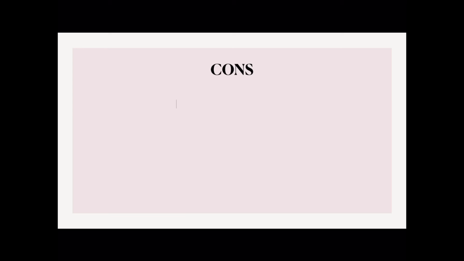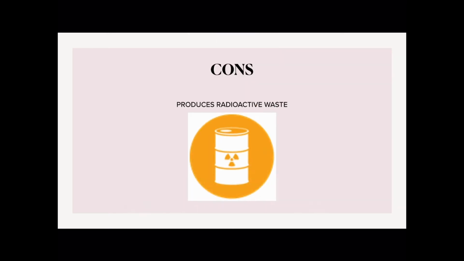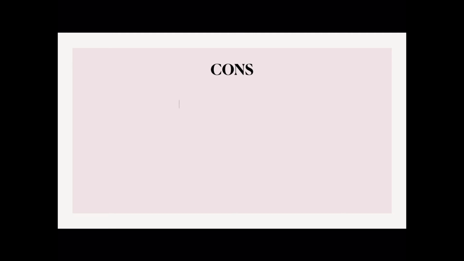Next, we have it produces radioactive waste. One side effect of nuclear power is the amount of nuclear waste it produces. Although nuclear energy production does not create any emissions, it does produce radioactive waste that must be securely stored so that it doesn't pollute the environment. Third is the impact on the environment.